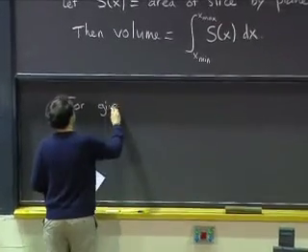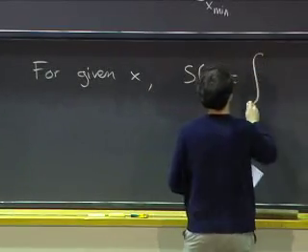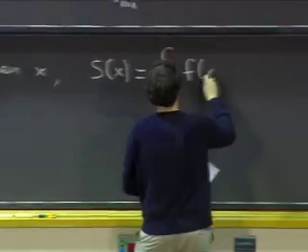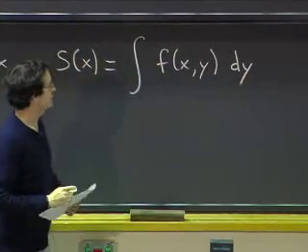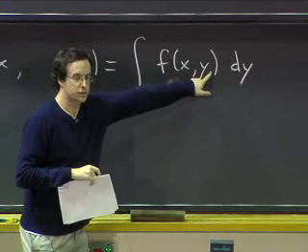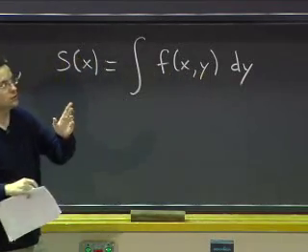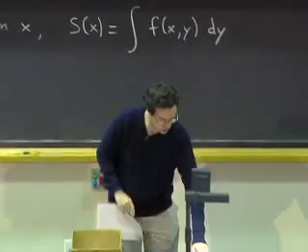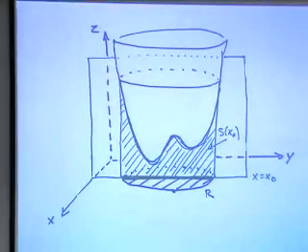For a given x, the area S of x you can compute as an integral of f of x, y dy. Okay, where now x is a constant, and y will be the variable of integration. What's the range for y? Well, it's from the leftmost point here to the rightmost point here on the given slice.